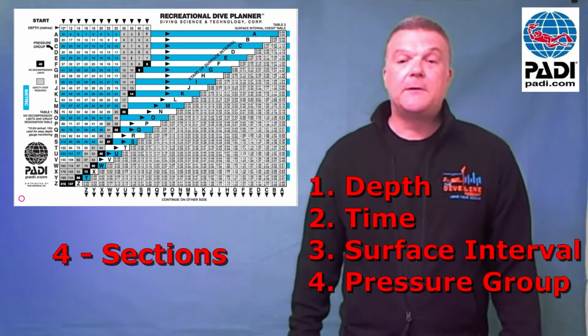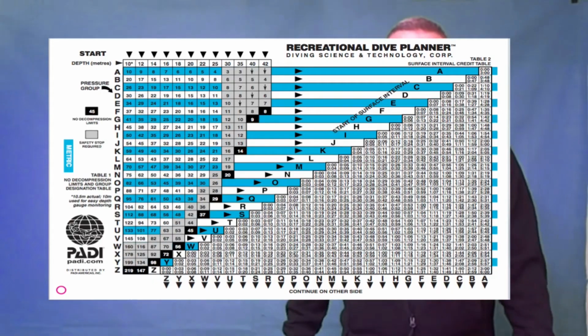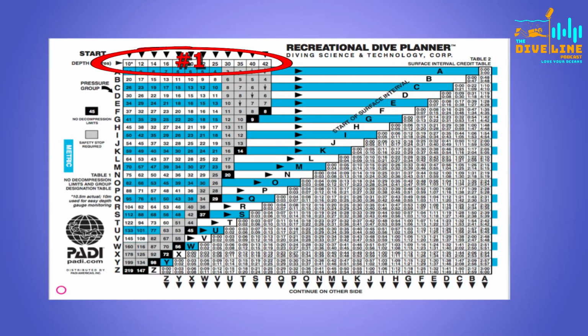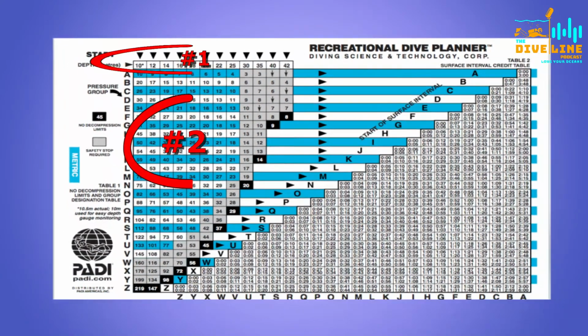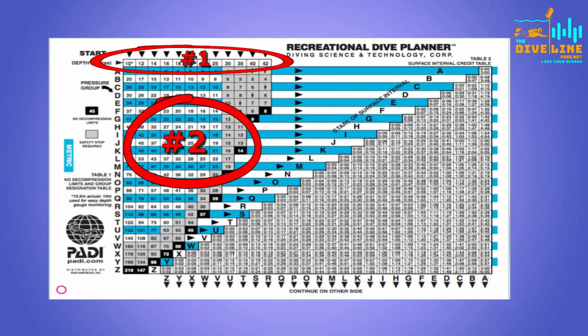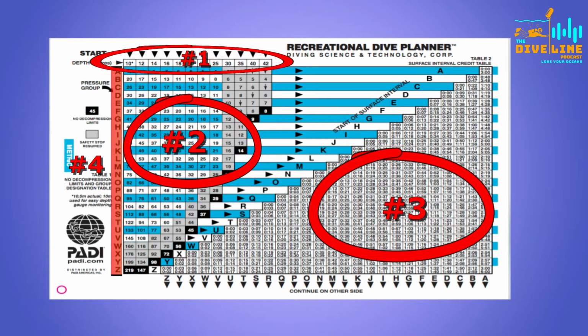The RDP table is split into 4 sections. We have number 1, depth. If you're a newly qualified open water diver, you can dive to a maximum of 18 meters, shown here. Number 2 is time. This is the amount of time that you can spend underwater at that depth. Number 3 is surface interval. This is the amount of time that you spend on the surface between 2 dives. And number 4, most importantly, is pressure group. This is denoted by letters.